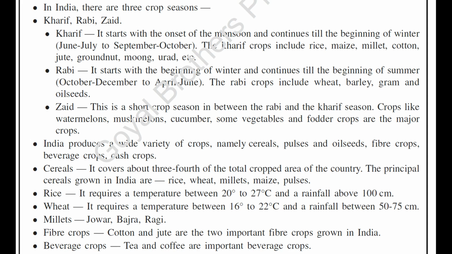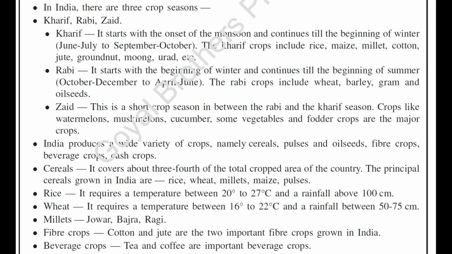India produces a wide variety of crops, namely cereals, pulses and oilseeds, fiber crops, beverage crops, cash crops. Cereals. It covers about 3/4 of the total cropped area of the country. The principal cereals grown in India are rice, wheat, millets, maize, pulses. Rice. It requires a temperature between 20 degrees to 27 degrees Celsius and a rainfall above 100 centimeters. Wheat. It requires a temperature between 16 degrees to 22 degrees Celsius and a rainfall between 50 to 75 centimeters.